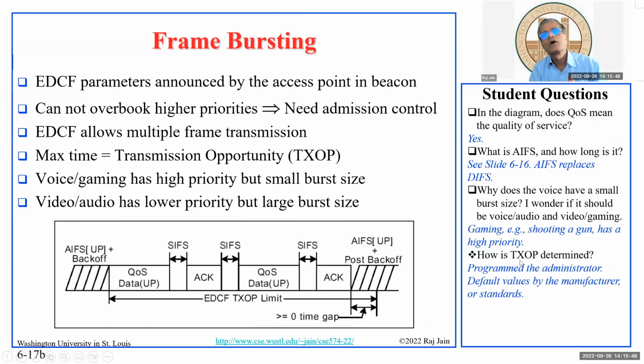Next, how is TXOP determined? Determined by the administrator program. You can go into your system and say, well, I want TXOP of this much, but nobody touches it. So generally it comes from the manufacturer. And if the manufacturer doesn't touch it, it comes from the standard. So there are recommended values in the standard. The manufacturers just don't bother. They just take the standard recommended value. The administrators don't bother. They just take the manufacturer value and life goes on. Okay. TXOP is determined by the administrator.